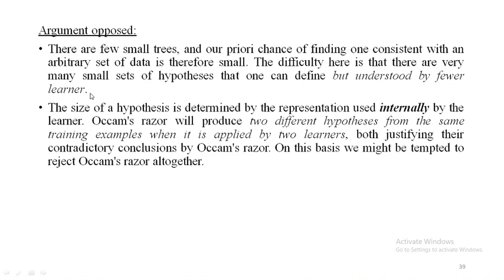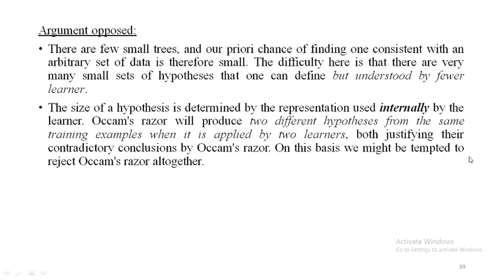So you may represent the entire data in a very compact, consistent hypothesis, but it can be understood by very few learners. The size of a hypothesis is determined by the representation used internally by the learner. The learner is going to use it internally to construct the hypothesis. Occam's razor will produce two different hypotheses from the same training examples when it is applied by two learners. You will get two different hypotheses for the same training data used by two different learners, both justifying their contradictory conclusions by a comparison.